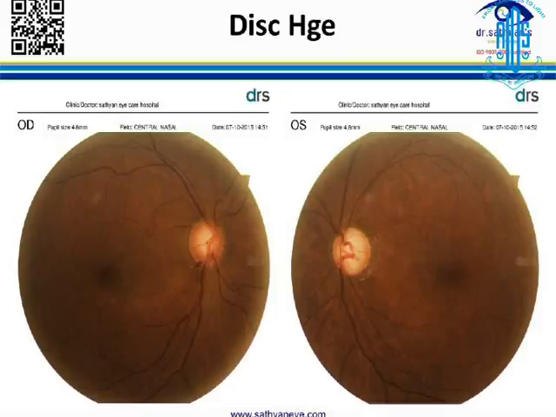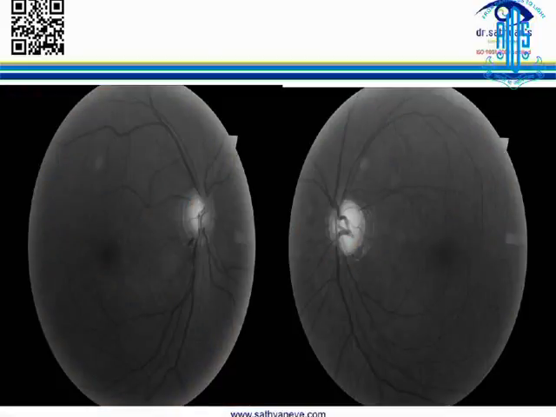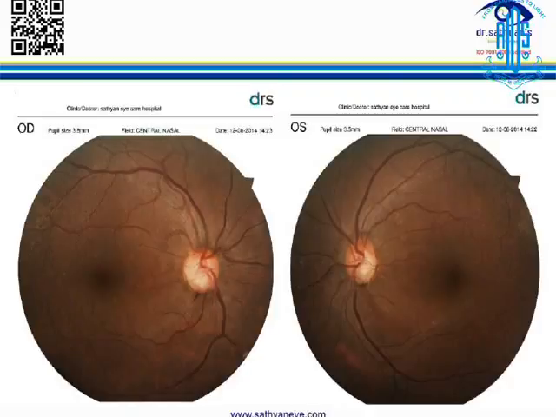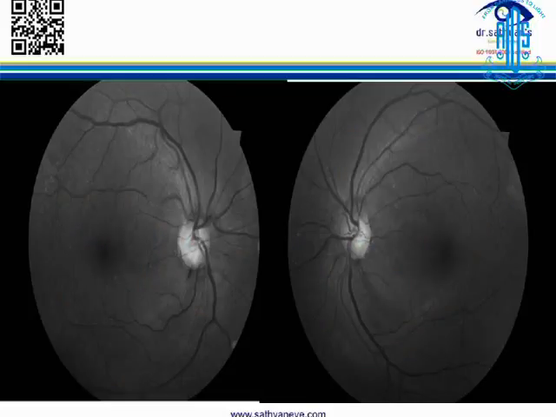And you can see the disc hemorrhages. Here you can see a beautiful disc hemorrhage. You can see the very large cup, and you can see the black and white pictures. You can see it very beautifully with RNFL loss along with that. And same here, you can see the RNFL loss. This is the black and white picture which really picks it up.